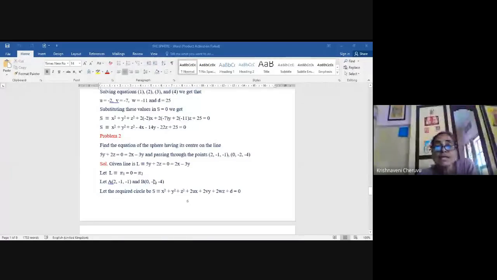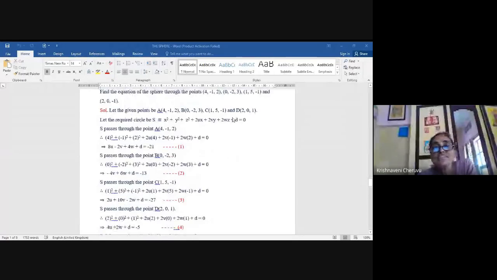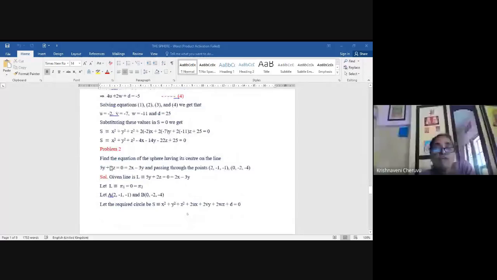Now, second problem. In the first problem, I gave you all 4 points. Now, the second problem is what? You are finding the equation of the sphere having its center on this line. See, girls, this is a line. A line means the intersection of 2 planes. So you are given a line on which the center of the required sphere lies, and moreover 2 points.